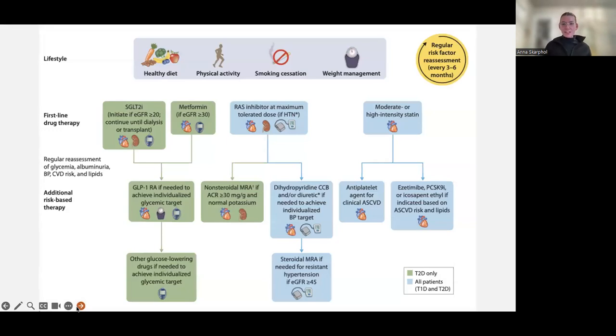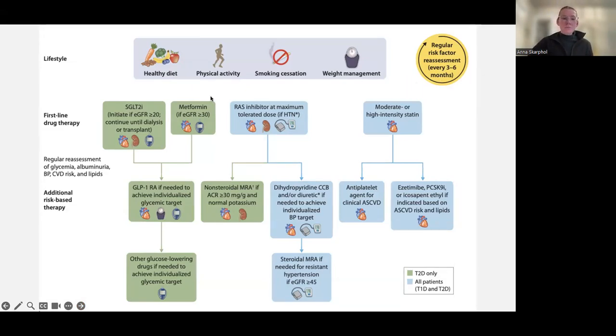And here's another great table that I found. I really like the visual tables, so I kind of threw them in here just so you knew what was sort of available within the guidelines. But when we're looking at kidney disease, there's all sorts of things, just like in the other sections, that we can do: healthy diet, physical activity, smoking cessation, and weight management, assessing their risk every 3 to 6 months.